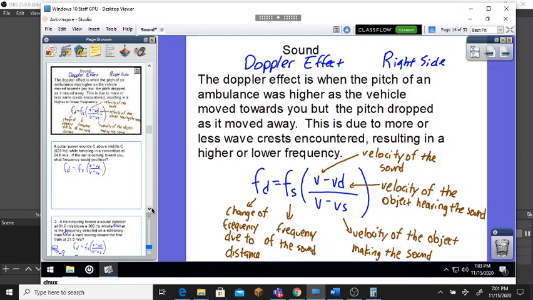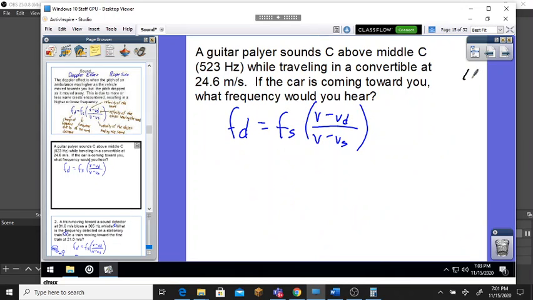Okay, so let's jump into one example. This goes on the left. Here you have a guitar player. Sounds C above middle C. That's the frequency 523 hertz while traveling in a convertible at 24.6 meters per second. If the car is coming towards you, what frequency would you hear?